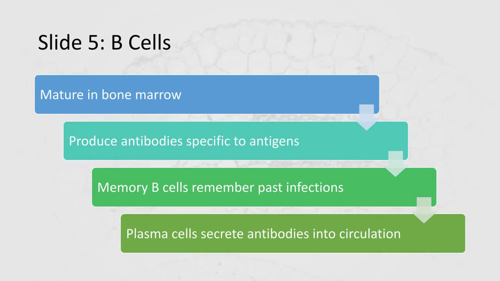B cells play a critical role in humoral immunity, which is a type of adaptive immunity that involves the production of antibodies. In summary, B cells are an important component of the immune system that produce antibodies against specific antigens and remember past infections to provide protection against future attacks.